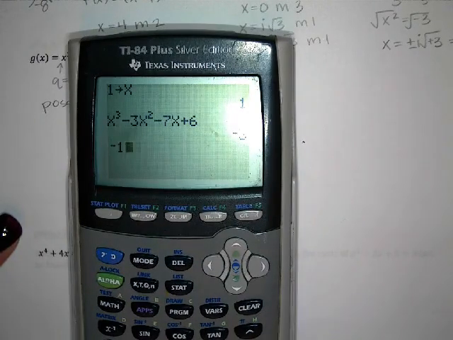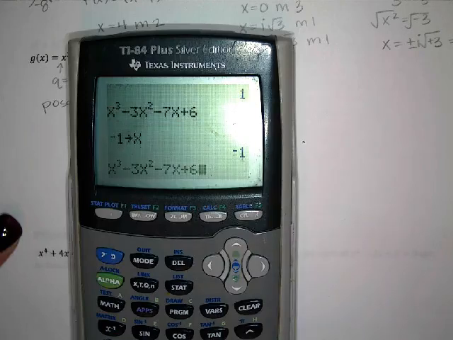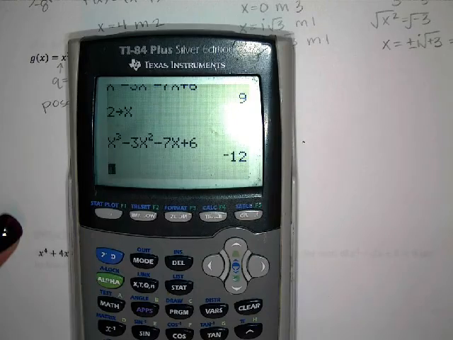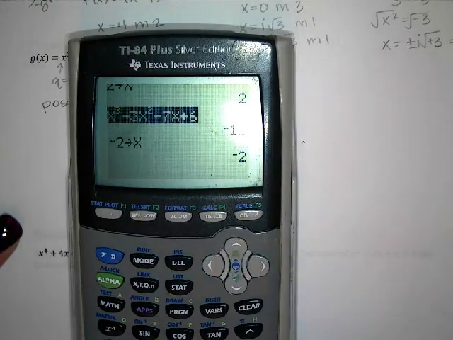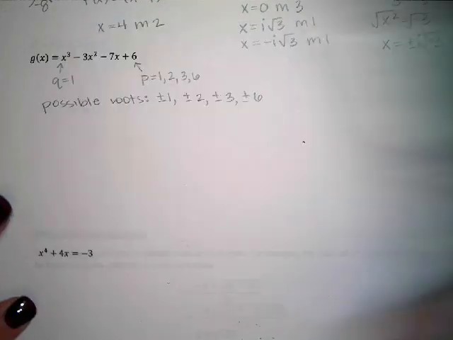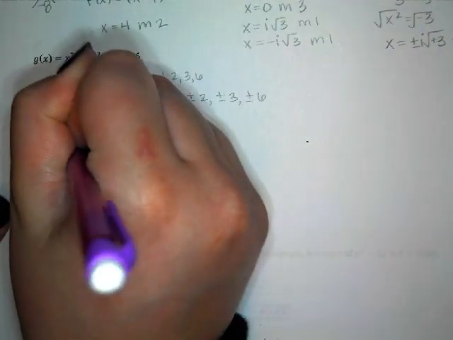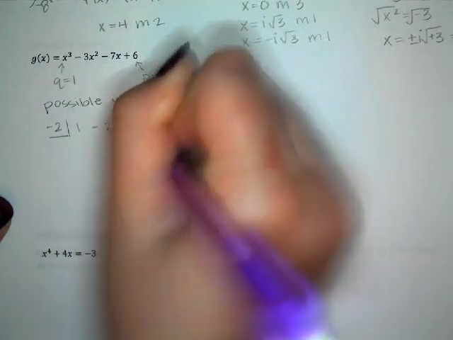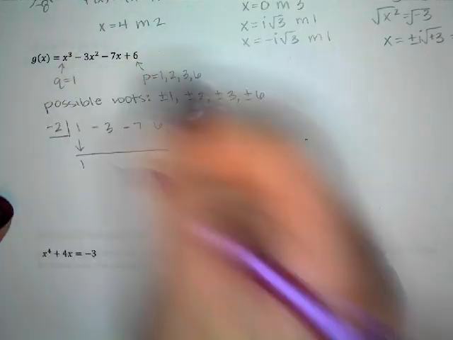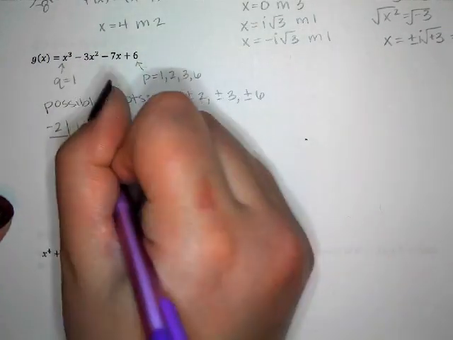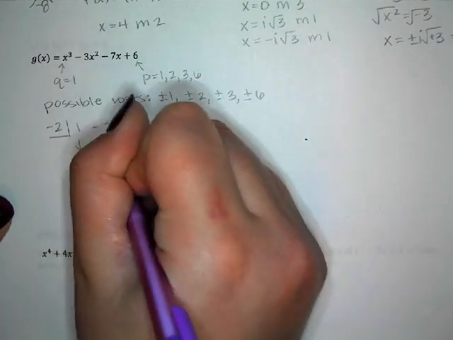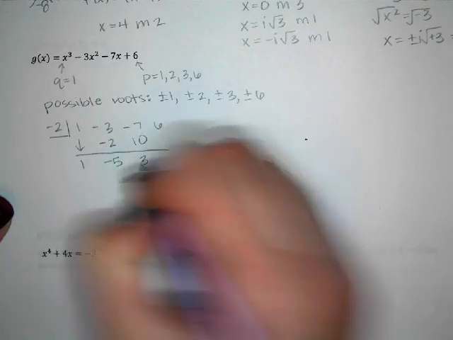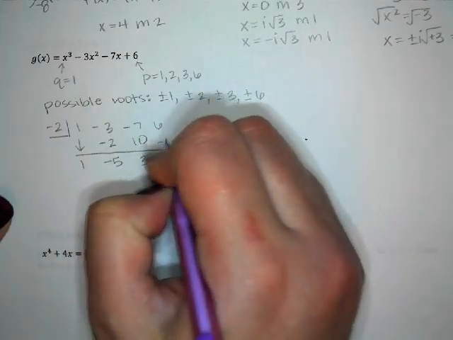So it's not 1. It's not -1. It's not 2. It's -2. So 1 times -2 is -2. Those add to -5. -5 times -2 is 10. Those add to 3. 3 times -2 is -6, and those add to 0.